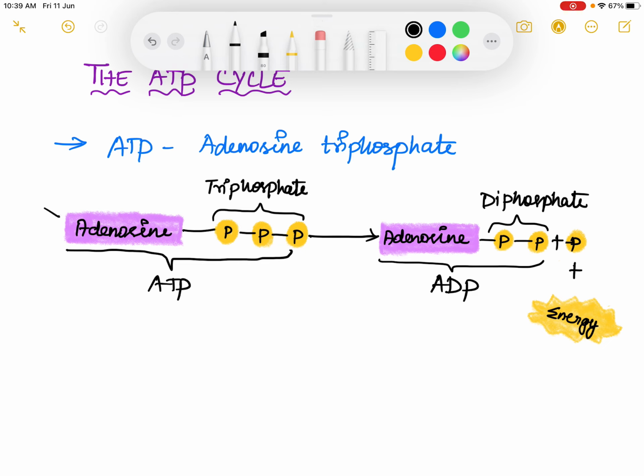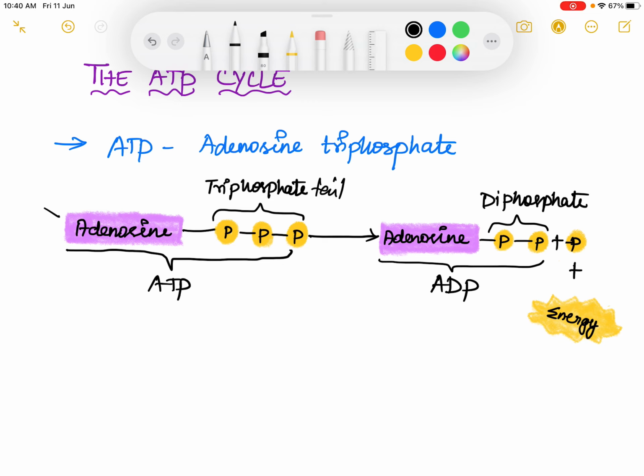we have an adenosine molecule with a triphosphate tail here. We have 3 phosphates as a tail. These phosphates are negatively charged. So these negatively charged phosphates, which are crowded together, repel each other. So it makes kind of a compressed spring. This triphosphate tail is something like a compressed spring.